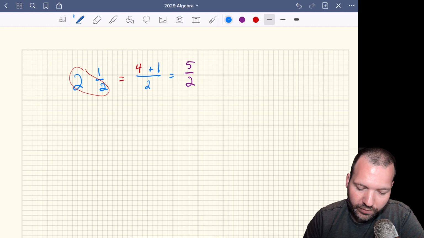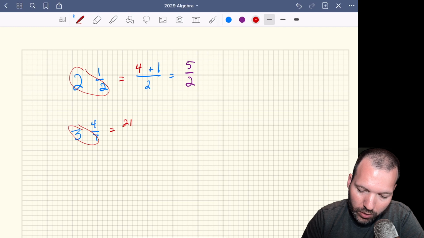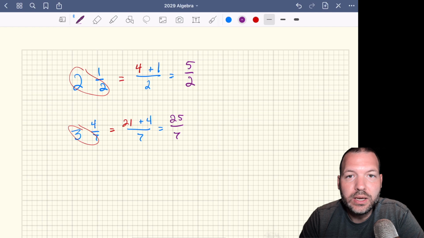Or to pick an example with fewer numbers in common, let's say we had 3 and 4 sevenths. Again, we would take the 3 and the 7 and multiply them together and get 21. We would add that to the 4 that's already there in the numerator and, of course, keep our denominator the same. And so then we would say that the mixed number 3 and 4 sevenths is the same as the improper fraction 25 over 7.